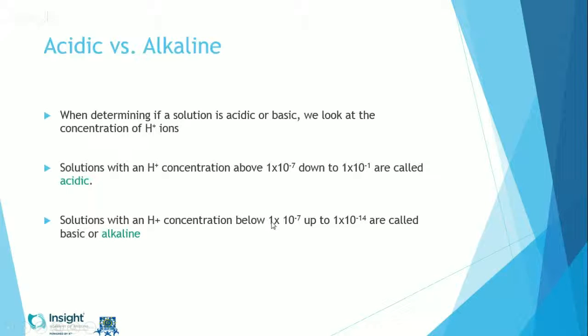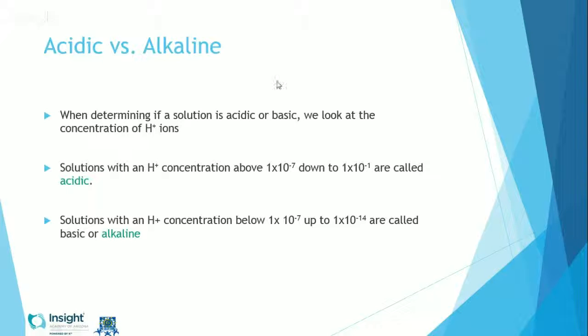Alkaline is going to have a concentration that's below 1 times 10 to the negative 7th. Okay, I know that sounds weird when the number goes up to negative 14, but again, you got to think about this. 1 times 10 to the negative 14 means that the 1 is going to be 14 decimal places past the decimal. Okay, so it's 13 zeros and a 1 after the decimal. So it's a very tiny, tiny, tiny number.